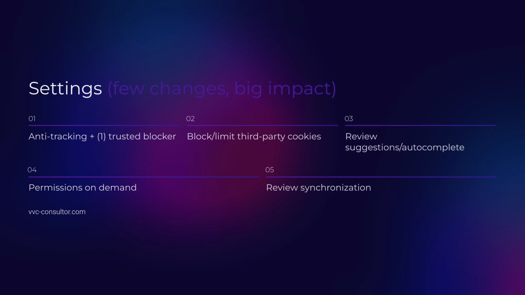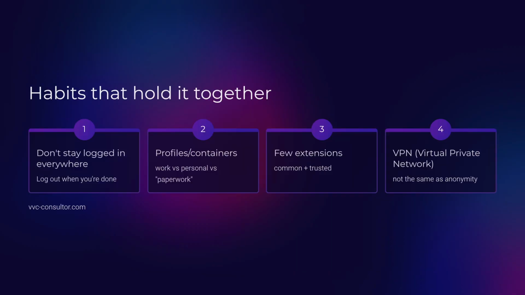Be careful with VPNs: a VPN, virtual private network, can hide your IP from the destination site in some cases and shifts trust to another provider, but it isn't anonymity and doesn't replace other layers. Analogy: a VPN is a tunnel, it changes where you appear to come from, not what you do once you're inside. 6. A 3-level ladder you can actually implement.